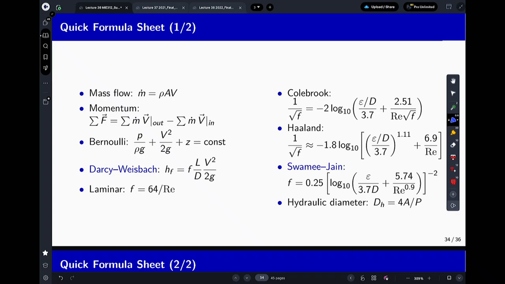And again, this is a great chance for you to say, hey, let me try both ways, just to get a sense of which one's better for me. Darcy-Weisbach, laminar flow, hydraulic diameter.